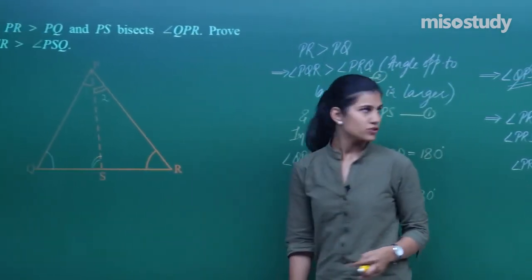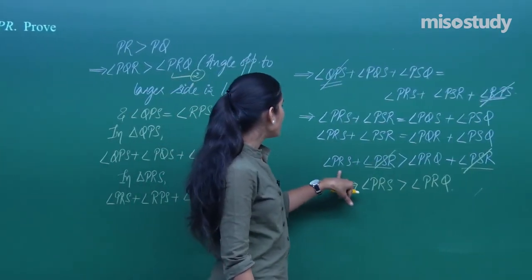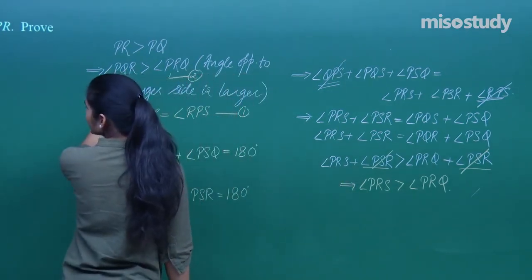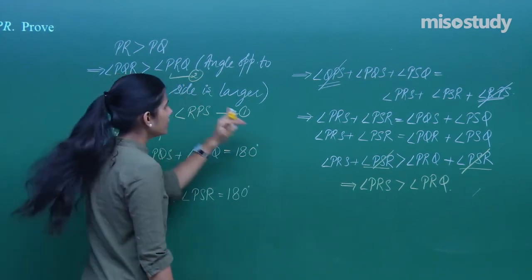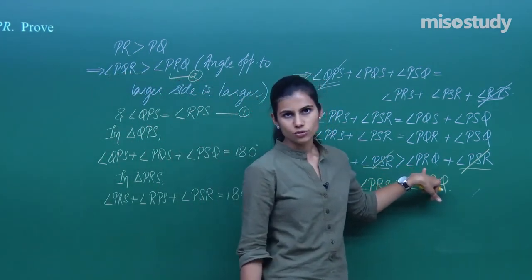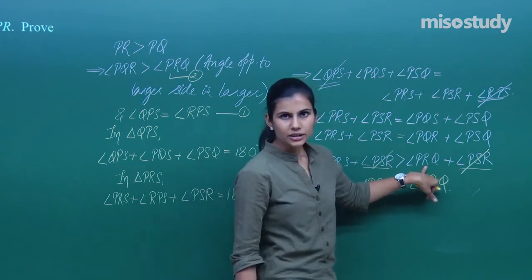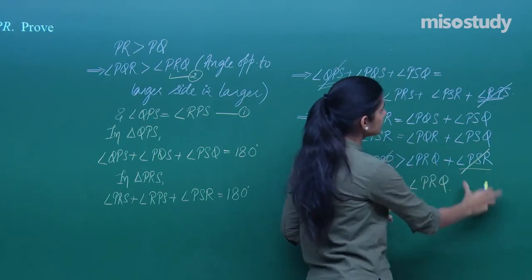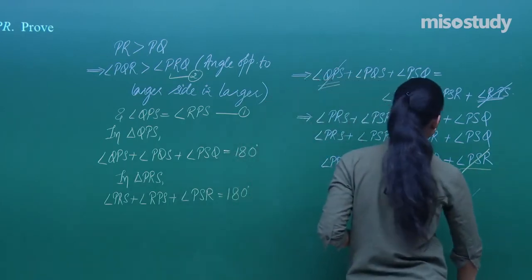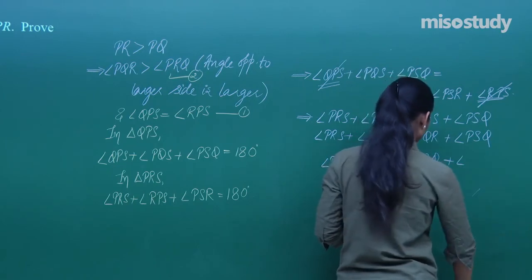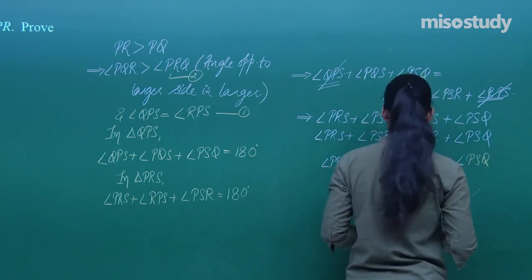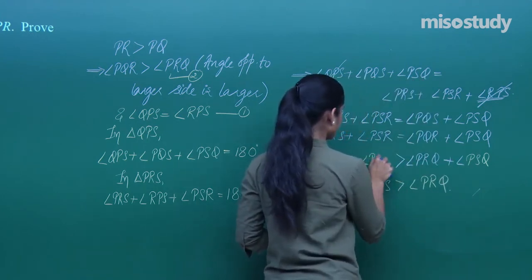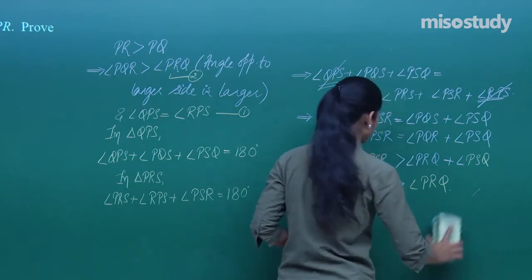What is it that you had to show actually? Let's just confirm. You have PRS is greater than PRQ. Why? Because over here you had PQR is greater than PRQ. If PQR is greater than PRQ, then this equation's right hand side gets changed to PRQ plus PSQ. This is PSQ, not PSR. And here it is PSR. So these two angles were not same.